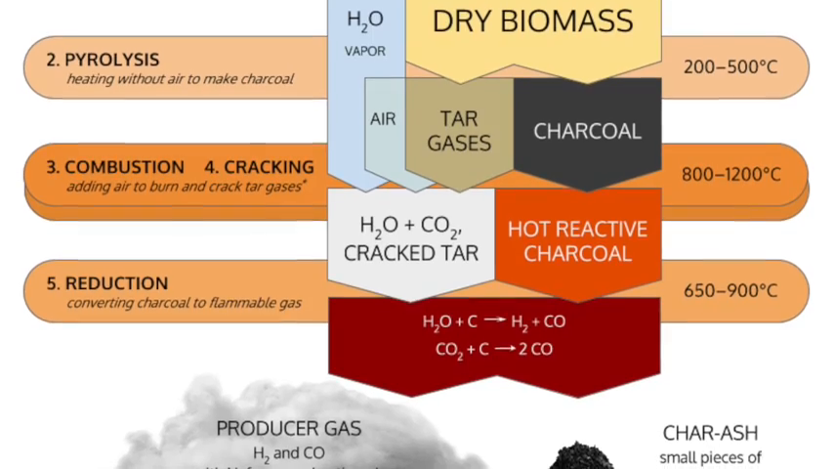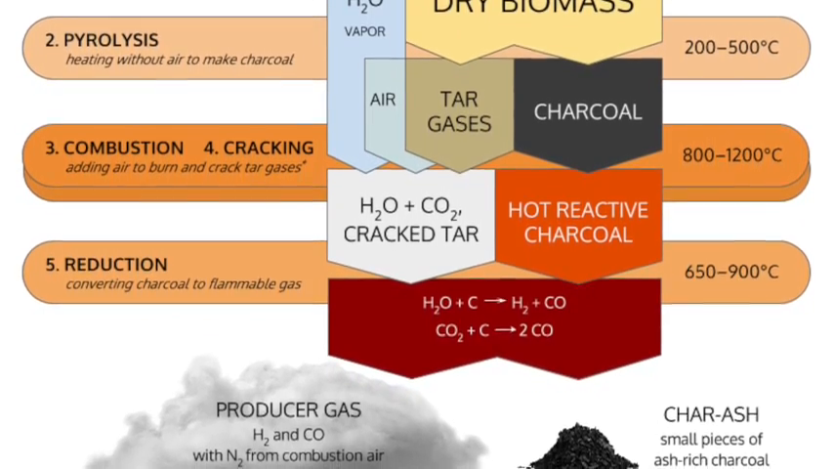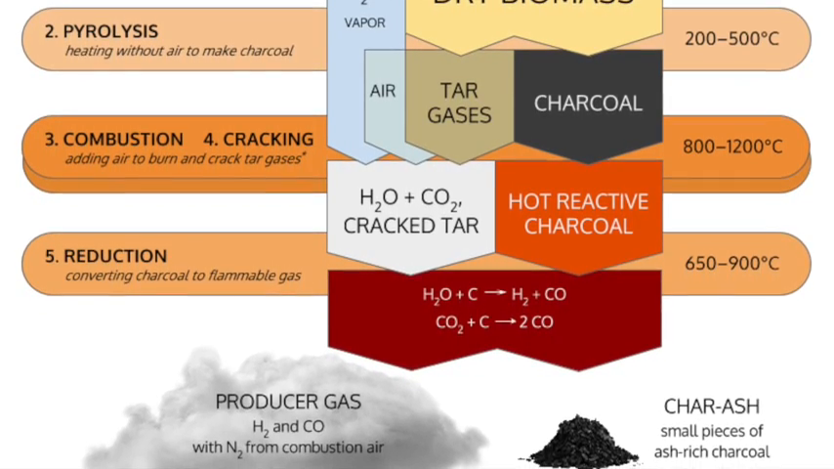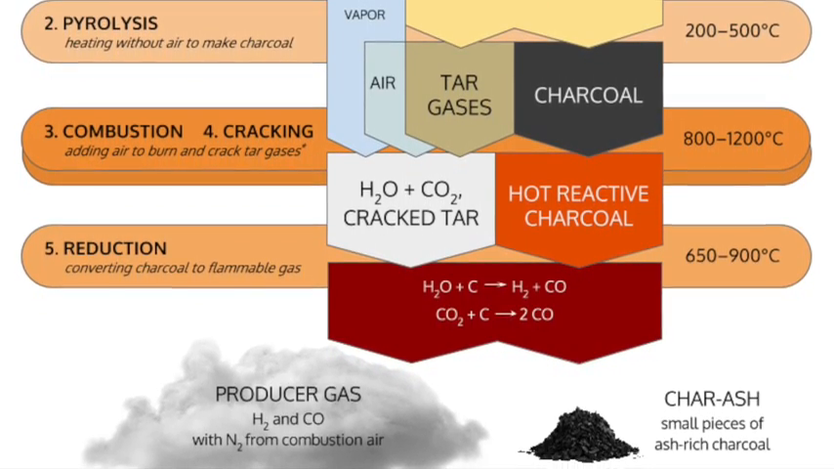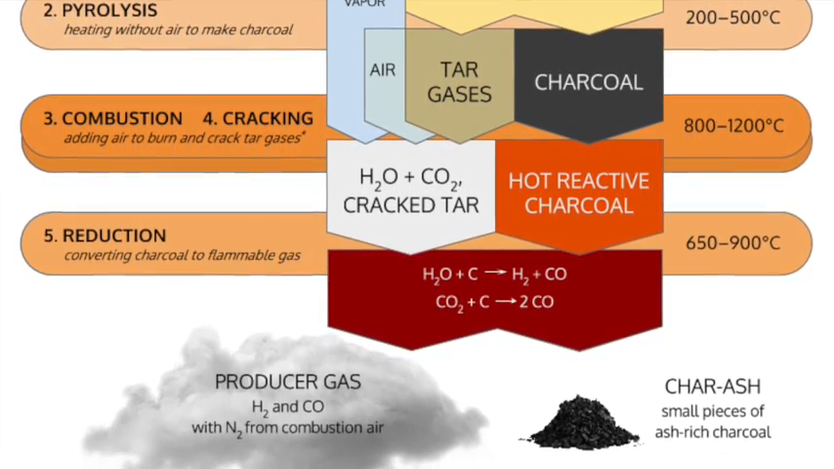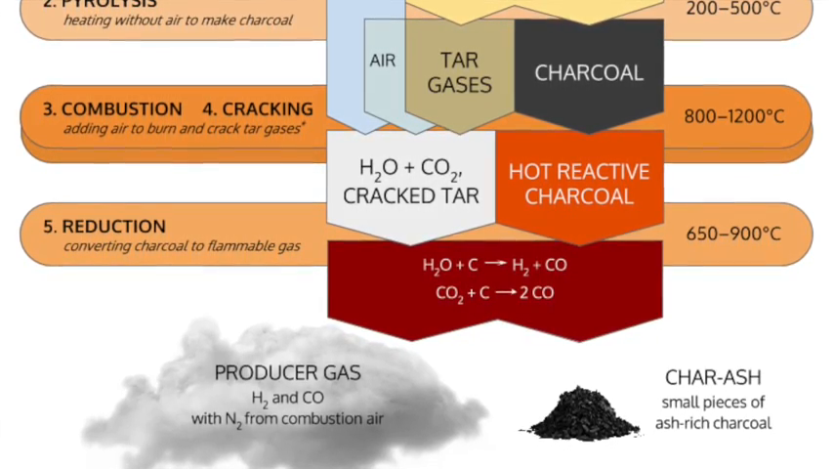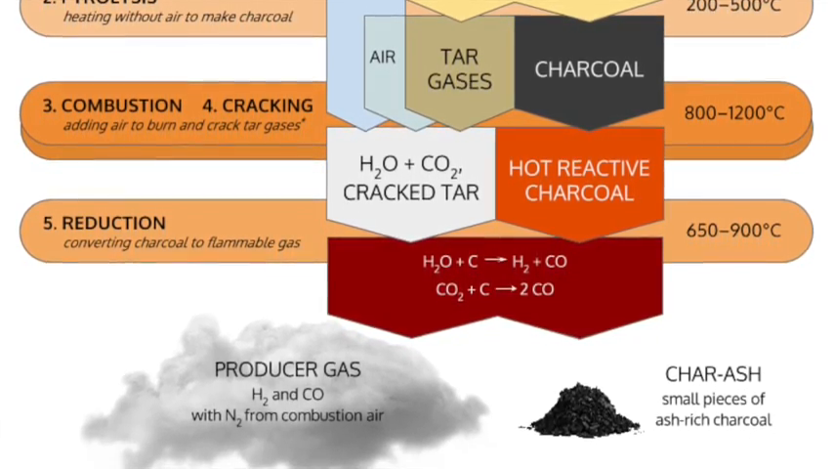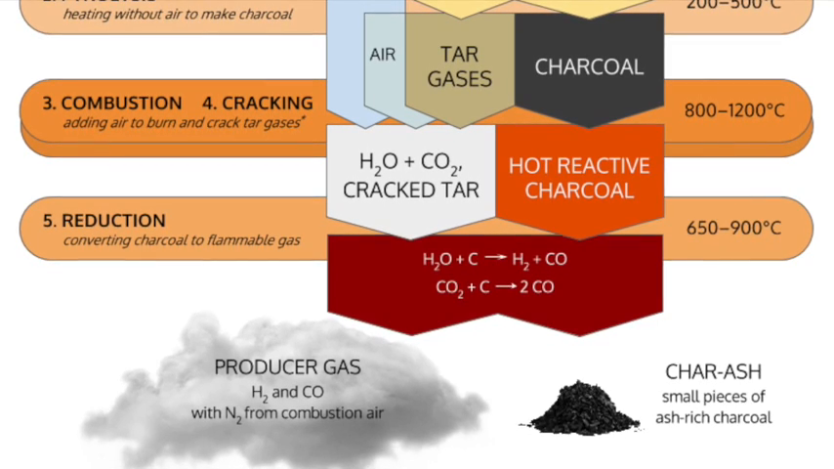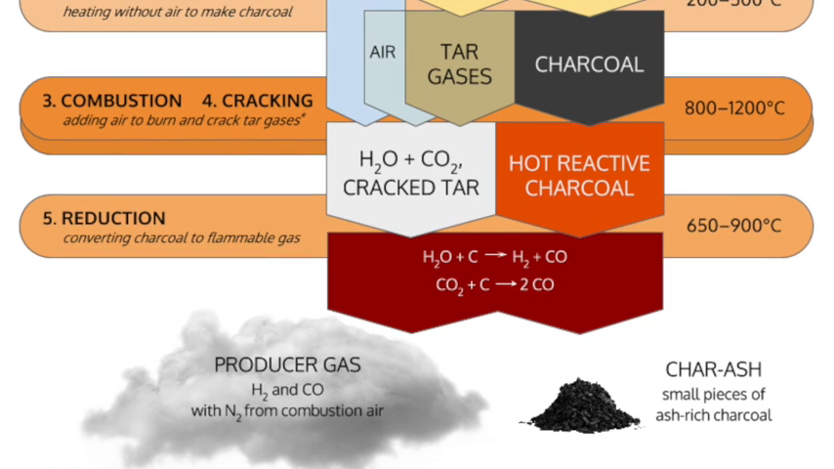The fourth stage is reduction. It's the final stage in the gasification process and occurs at temperatures between 1200 and 1600 degrees Fahrenheit. So this is where the water vapor, carbon dioxide, tar, and reactive charcoal combine to form hydrogen and carbon monoxide, the flammable gases that we need to run our internal combustion engine.